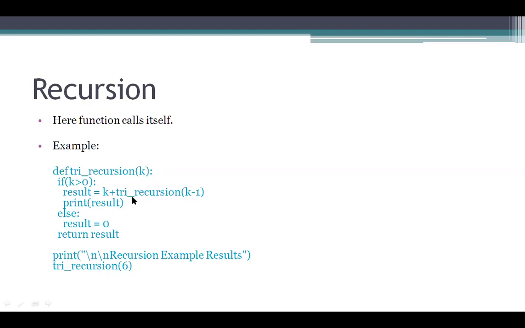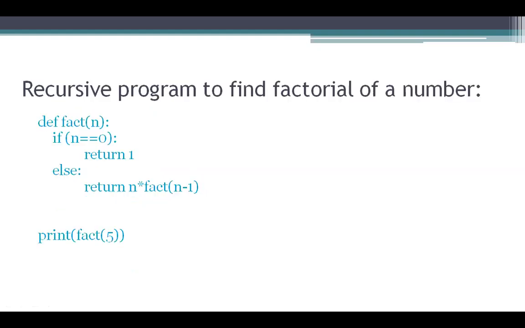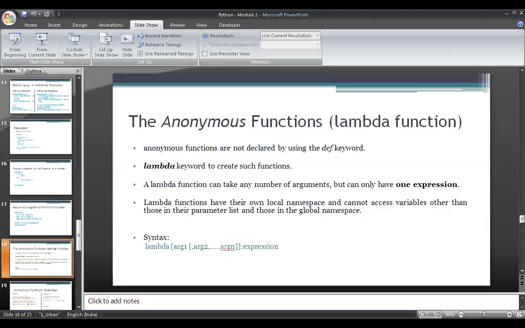It prints the result only when the condition goes false. So k minus 1, it calls again. The condition is true for 5, so 5 plus the value, and again it calls like that. When it becomes 0, the condition k greater than 0 is no longer true, so it assigns result equal to 0 and returns the result. That is how recursion works, and there are a few programs which we are going to see here.